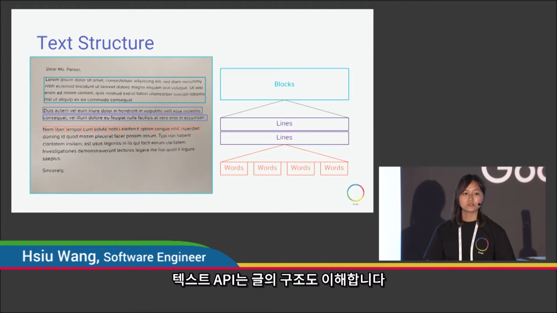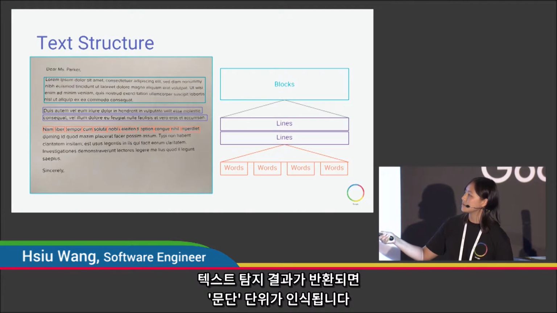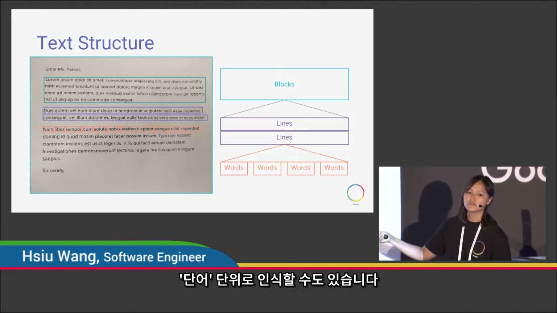Additionally, it also understands text structure. When the text recognition result comes back, you will actually understand this is a block of text, and then you can iterate through it to get line information, as well as each individual word.